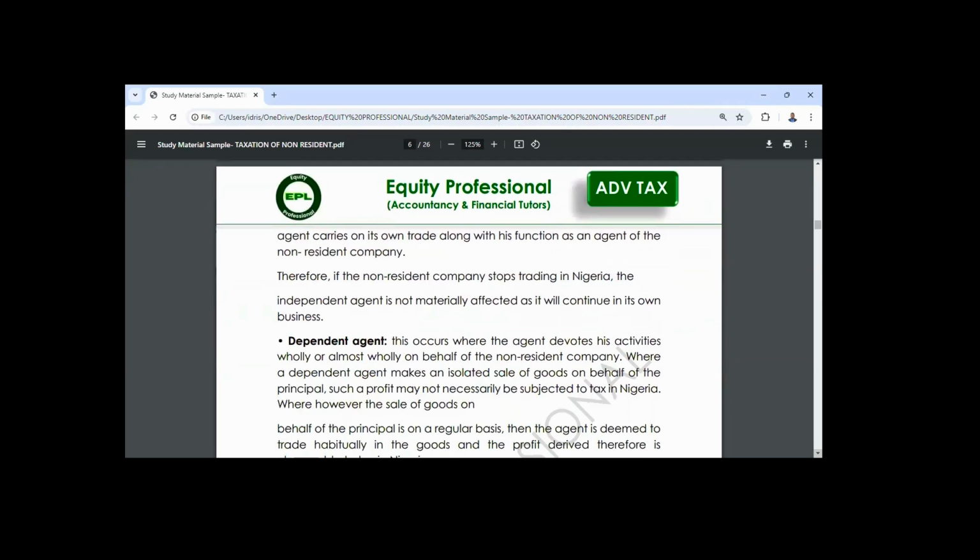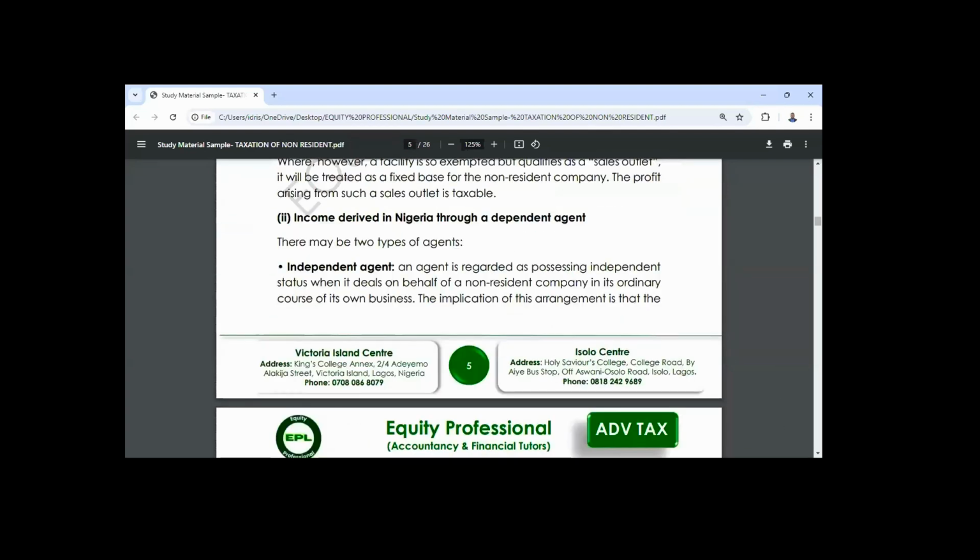But a dependent agent means an agent that solely depends on the principal's goods. The only goods that they are selling in their store are the goods of their principal. What that means is that if the principal does not send goods again, that agent ceases to exist. If anything happens to the principal, it will affect the agent.